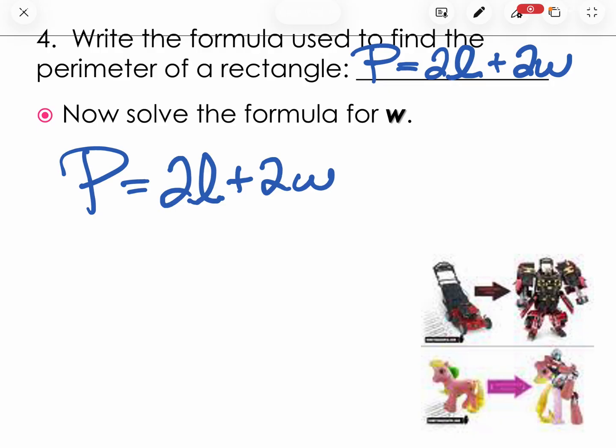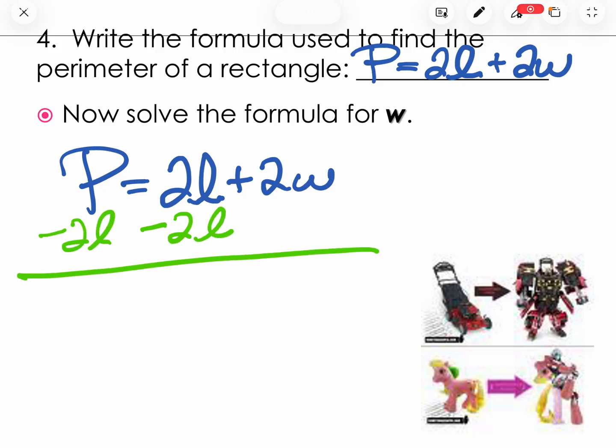What's the first step in this to isolate W? I need to subtract 2L. I got to move the L's away. Use that scripted L. Do not write it as 21. So you get capital P minus 2 scripted L equals 2W. And now we do this dividing by 2.